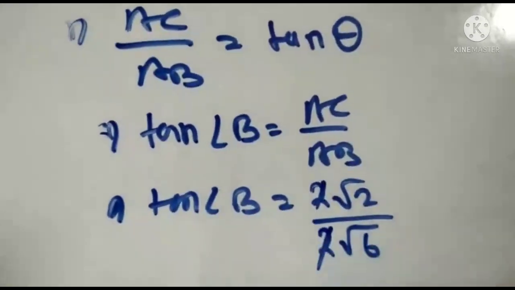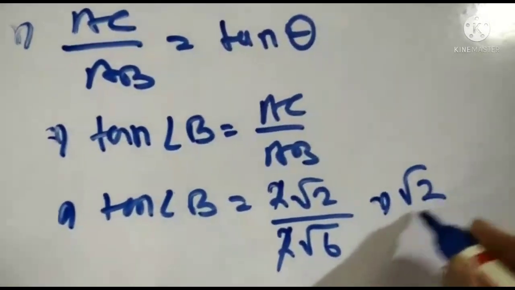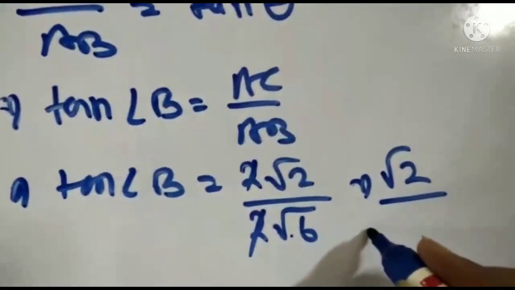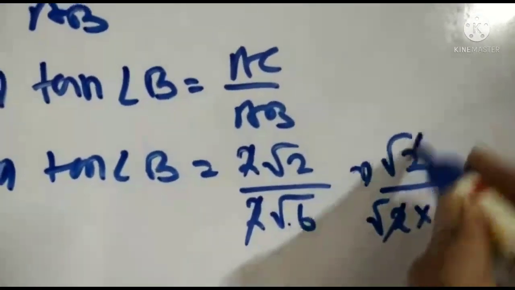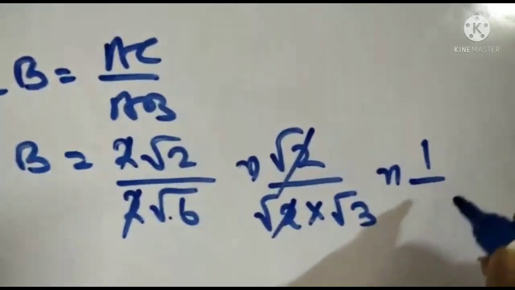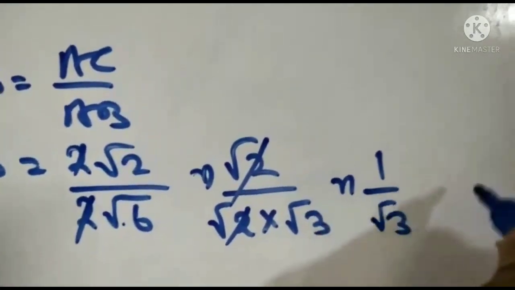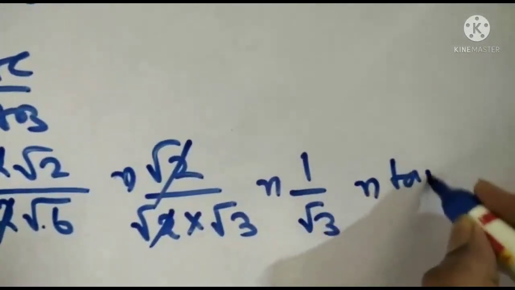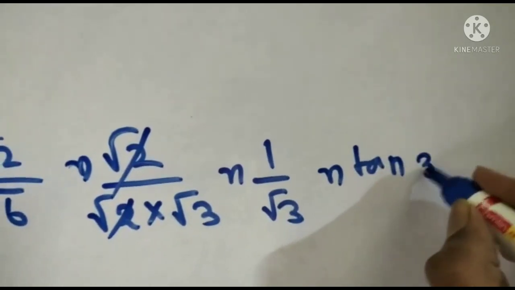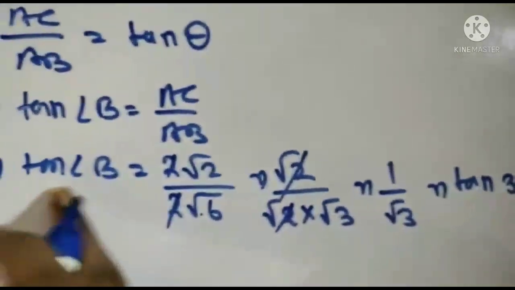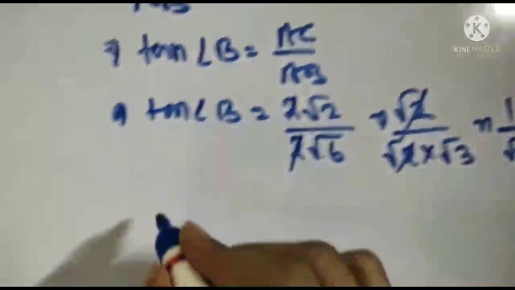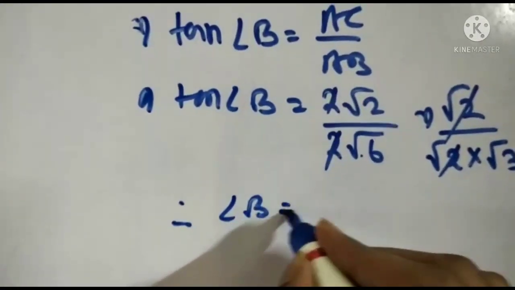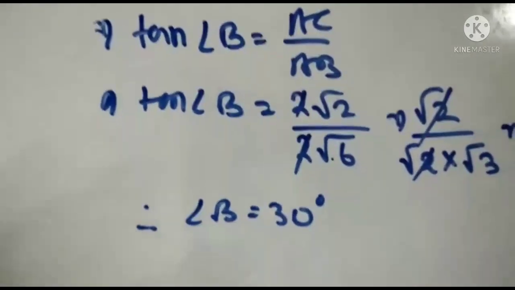Now 2 and 2 will cancel. From here we get root 2 by root 6, and root 6 can be written as root 2 multiplied by root 3. So root 2 and root 2 will cancel, and we get 1 by root 3. So what does 1 by root 3 mean? 1 by root 3 means tan 30 degree. So tan angle B is equal to tan 30 degree, therefore angle B is equal to 30 degree. We have found angle B.